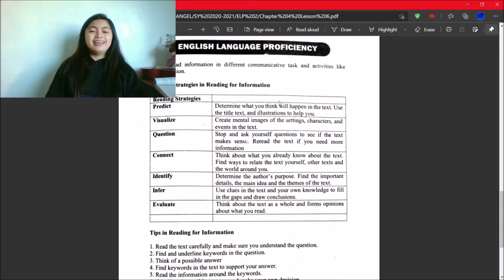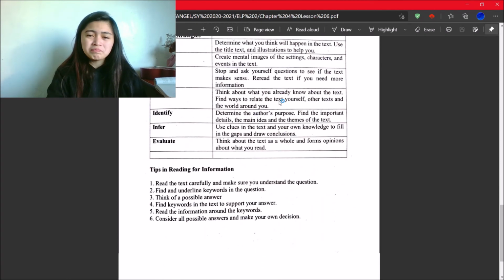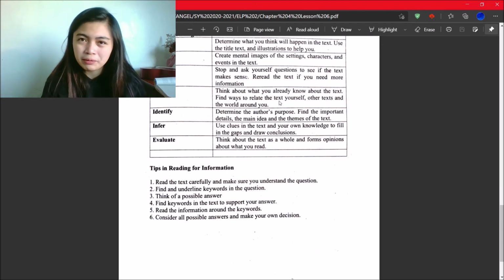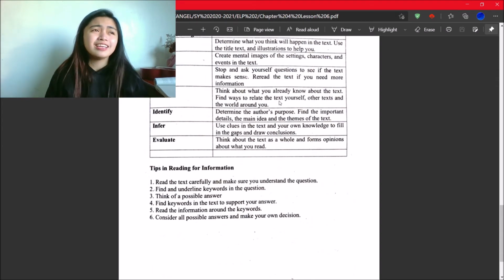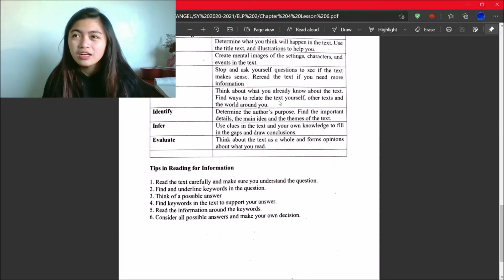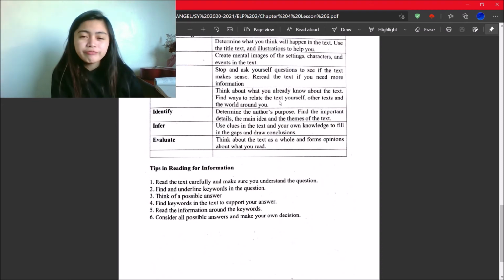And then identify, determine the author's purpose. So find the important details, the main idea, and the themes of the text. So, yun nga, aside from you read with a purpose, you need to also find what is the purpose of the writer. Is it merely to inform us, to educate us, to entertain us, or to change our perspective? Parang ganun. Yeah, infer. Use clues in the text and your knowledge to fill in gaps and draw conclusions.